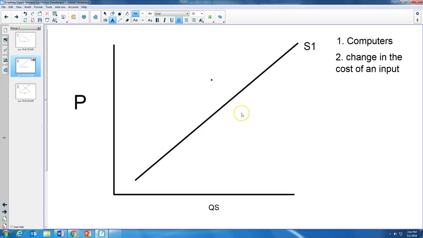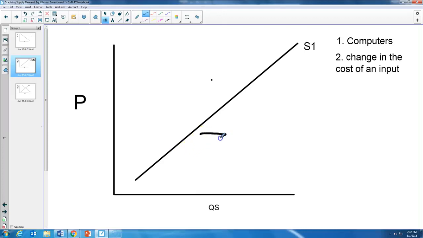So when microchips fall in cost, the company can afford to buy more microchips, which means they can, for the same price or less, make more computers, so they could increase their supply. So what we're going to do is shift the supply curve to the right, just like we did with demand, except we're going to go to the right.